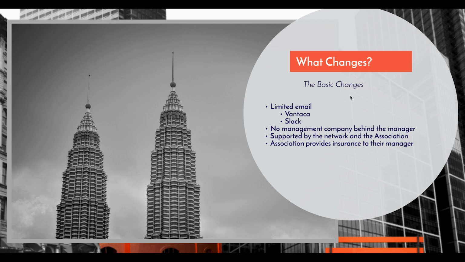Next, they are supported by a network and the association. So as I was just saying, Slack, the network, they're going to build that, and that's going to give them a level of support. So that's definitely different. And the association provides insurance to the manager. So don't get scared right now. Don't run off. The association is going to be providing a level of insurance to the manager to make sure that they're covered for some of the business decisions that they're making on behalf of the association.